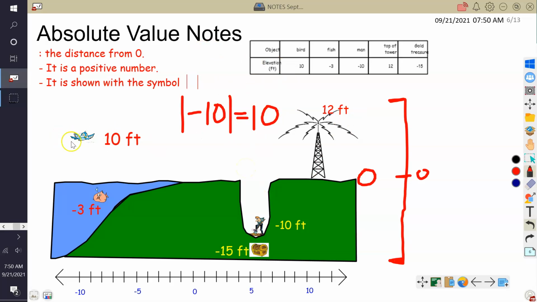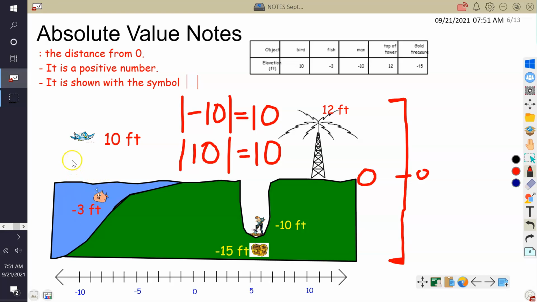And the bird right here, let's do the bird. The bird is 10 feet above the water. So how far from the water? That's the absolute value of 10. What's the absolute value of 10? How far is the bird from the water? 10. That's right. It's a positive number. They're always going to be positive. So the absolute value of a negative number is positive 10. The absolute value of a positive number is positive 10. It's always a positive distance away from 0.